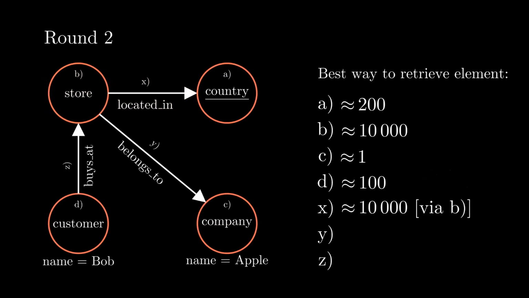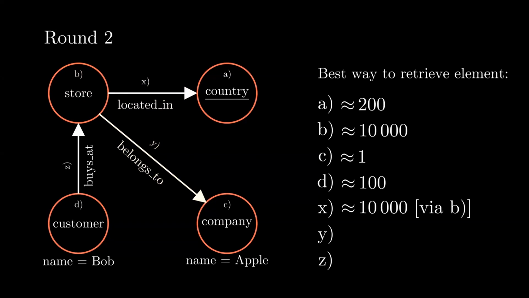And we can do so for the other edges too. So for the belongs to edge, we have on the incoming side 10,000 stores. So this way around, we would have 10,000 belongs to edges because each store belongs to 1 company. And we could also do it the other way around and see that we have at the company C an estimation of the size 1.